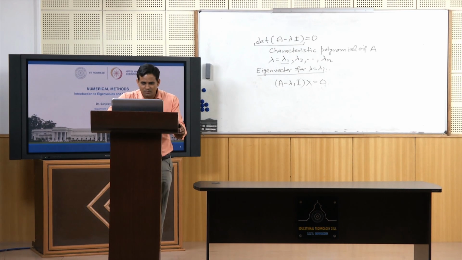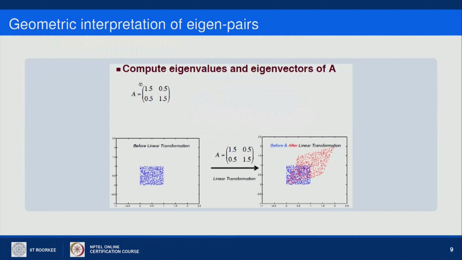Just take this beautiful example. Here we have this 2 by 2 matrix A. I am applying this matrix A on this set of points. After applying this transformation on this set of points, I am getting these red points.